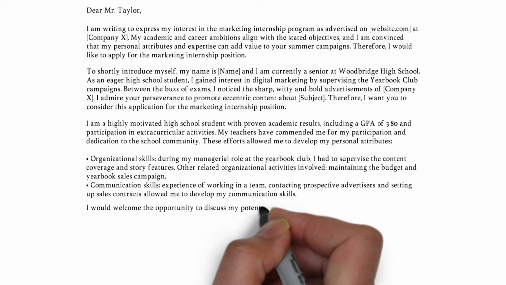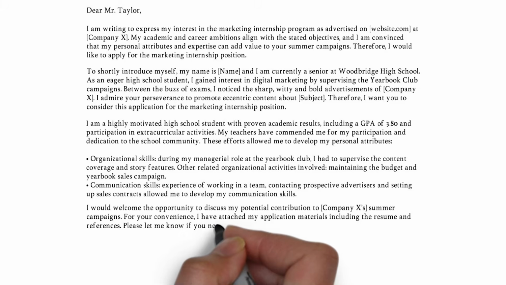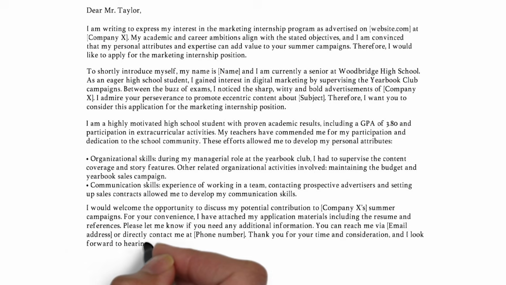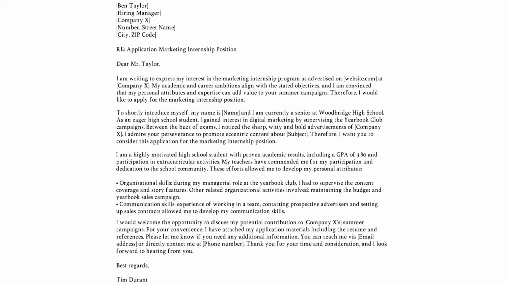In the last paragraph, you can express your motivation to discuss your potential contribution to, for example, their upcoming marketing campaigns. At the same time, you subtly initiate an interview. Also, inform the reader about the attachments and your availability to answer any questions. At last, thank the reader for their time and consideration, and close your cover letter with Yours sincerely or Best regards in between white lines, followed by your name.